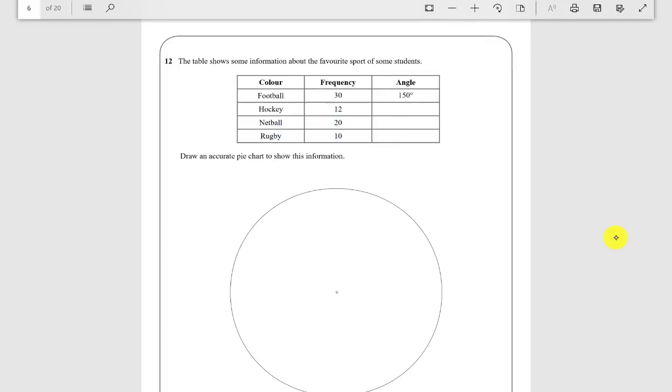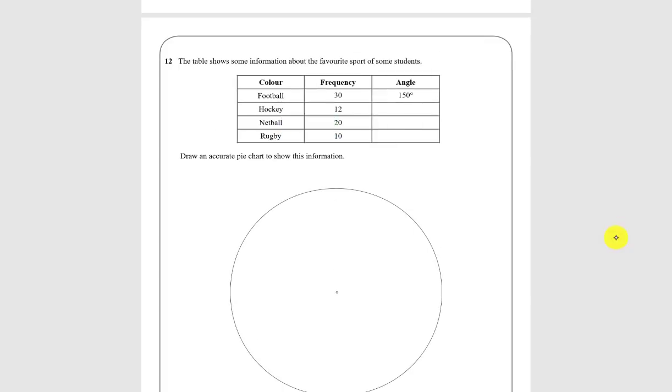Next, a pie chart question. The table shows some information about the favorite sports of some students. So you've got football, hockey, netball, and rugby, and you've got the frequency and one of the angles given. And draw an accurate pie chart to show this information. So we need to find out the rest of the angles.